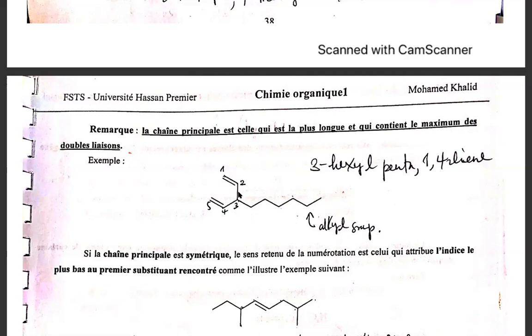So in this case, this becomes an alkyl group. It's a substituent. So now let's name this compound. We can start from this side or from this side, it's the same thing. The position remains the same. So we have position number 1, number 2, number 3, number 4, and number 5.